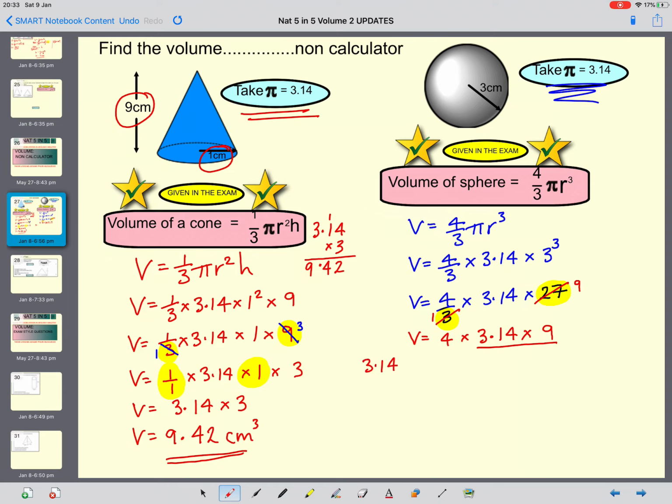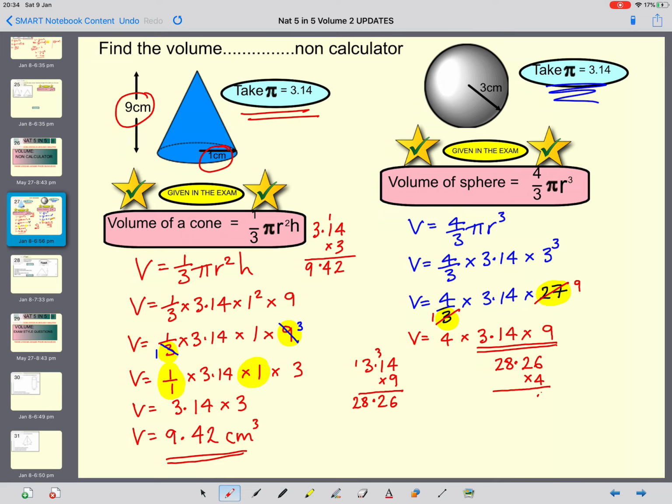So we've got 3.14 multiplied by 9. Okay, so 36, 9, 10, 11, 12, decimal point in, 9, 18, 27, 28. I'm just doing this quickly because I know you know how to do that. Okay, so this part here is equal to 28.26, and then you need to multiply 28.26 by your 4.